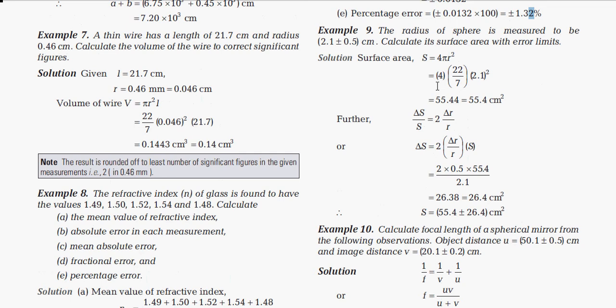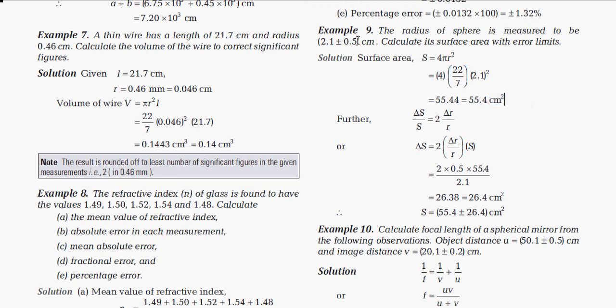The radius of a sphere is measured to be 2.1 plus minus 0.5. This type of problem is asked in examination, plus minus 0.5 centimeter. Let's calculate the surface area with the error limit. Here the surface area is equal to 4 pi r square. First of all you have to remember the formula: the surface area of a sphere is 4 pi r square. Now just put the values. So 4 is there, pi is 22 by 7, whatever the radius. So in this case the radius will be 2.5, okay, so we'll get this value, the exact value.